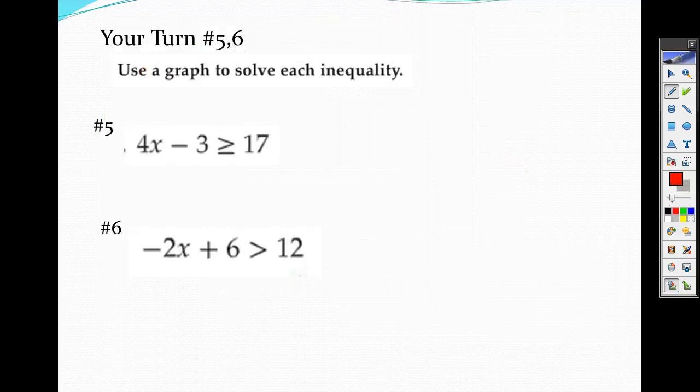Here is your turn, numbers 5 and 6. So put this on a separate sheet of graph paper, numbers 5 and 6.